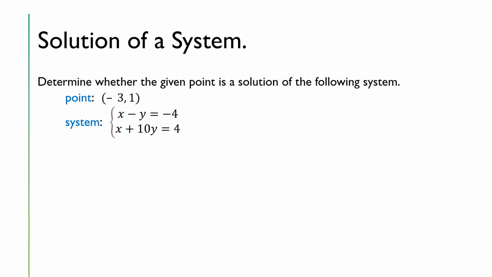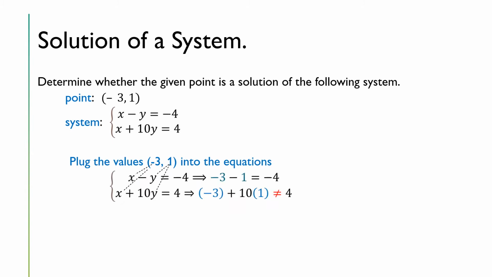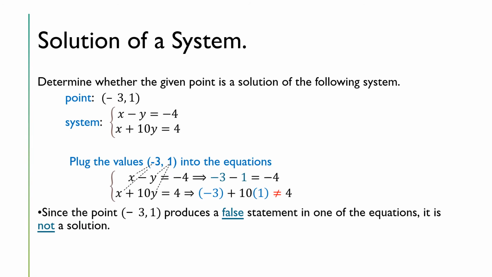Another example. So we have a different system with the same point. Determine whether the given point is a solution to the following system. Again, we need to plug in the coordinates of that point wherever I see x and y in my equations. Notice in the second equation, we obtain a false statement. Therefore, this point is not a solution to my system.